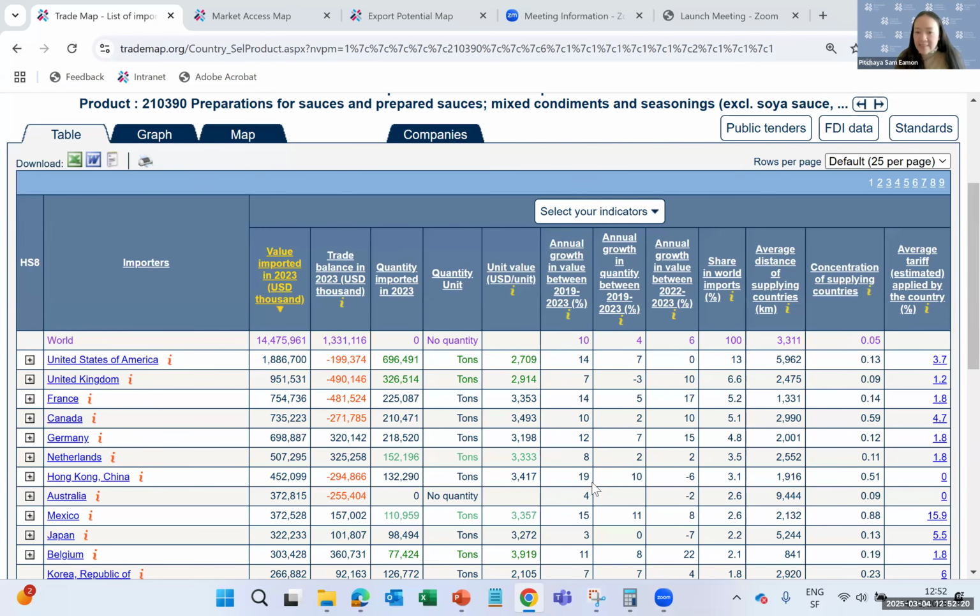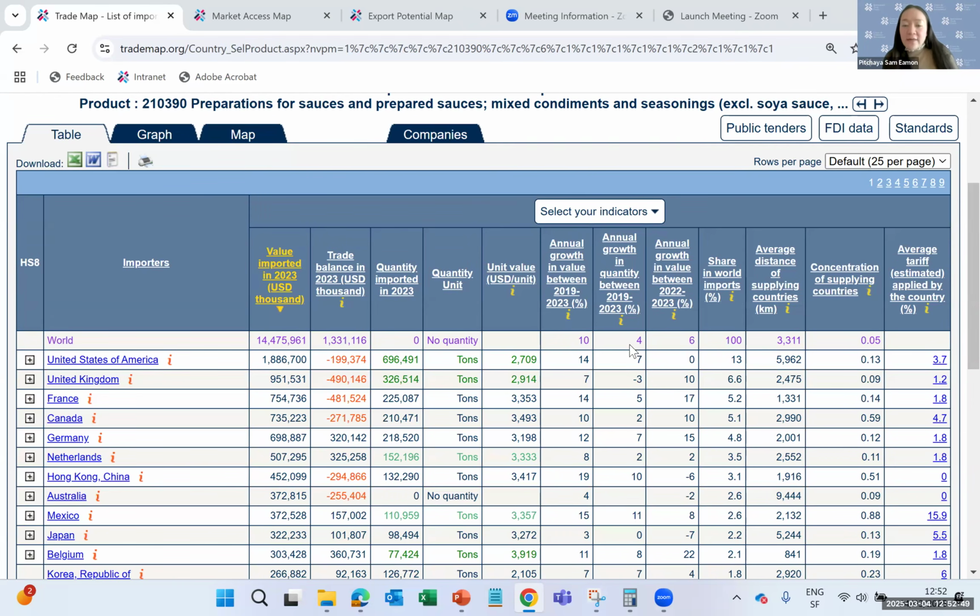Hong Kong, China 19. Could be an interesting country for you. This one, Hong Kong, China 19, because it grows very much. The product is very in demand. You can also see the growth in quantity. So the growth in quantity is 4%. Then United States growth in quantity is 7. So it's also in terms of quantity growing faster than the world's average. United Kingdom slower than the world's average.